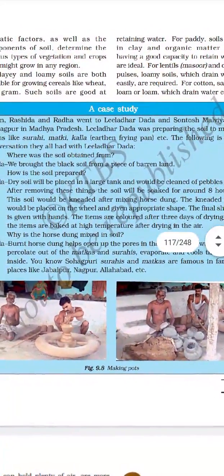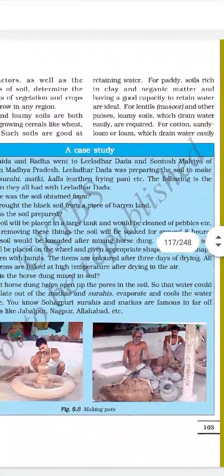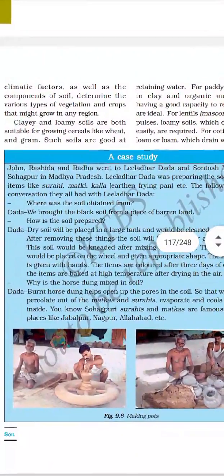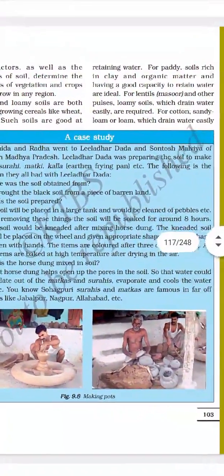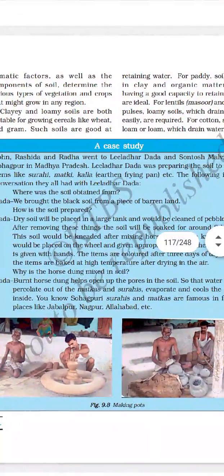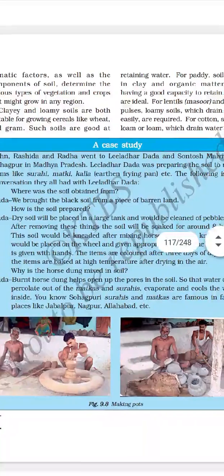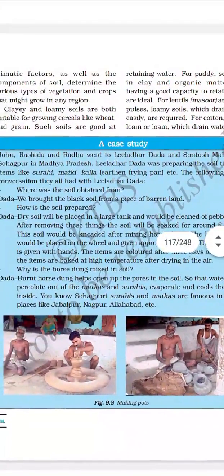Burnt dung opens up the pores in the soil so that water can percolate out of the matkas and surahis, evaporate and cool the inside. You know that Sohagpuri surahis and matkas are favored in far off places like Jabalpur, Nagpur and Allahabad.